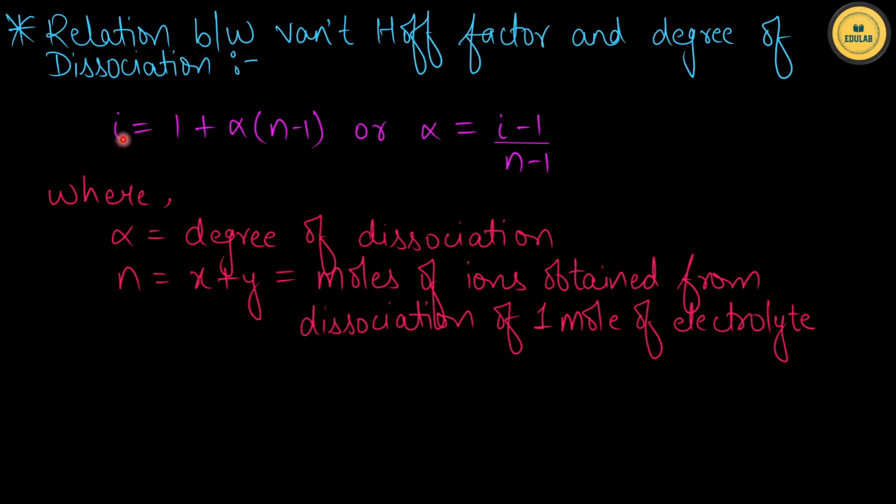Next one is the relation between van't Hoff factor and degree of dissociation. This is i is equal to 1 plus alpha into n minus 1, or we can also write alpha is equal to i minus 1 upon n minus 1, where alpha is the degree of dissociation and n is equal to x plus y, that is the moles of ions obtained from dissociation of 1 mole of electrolyte.